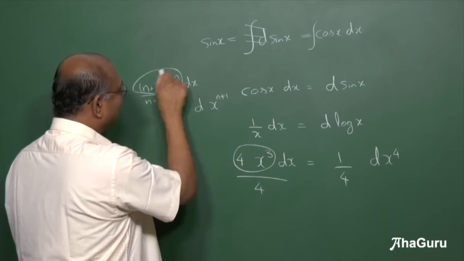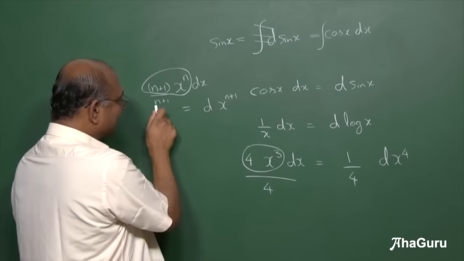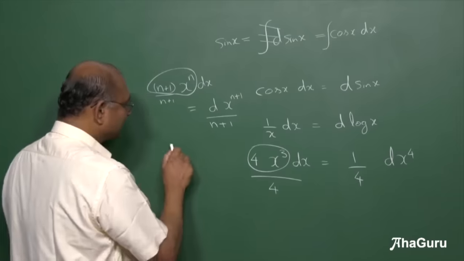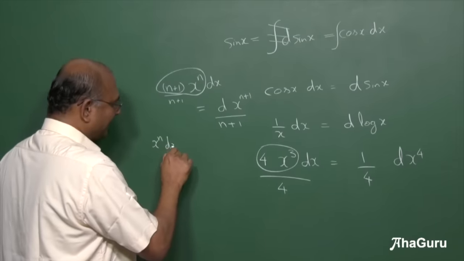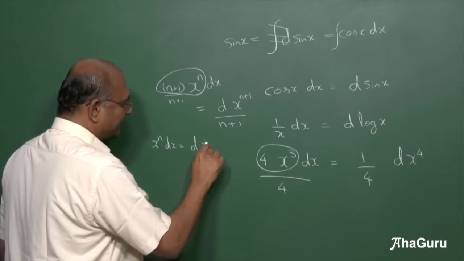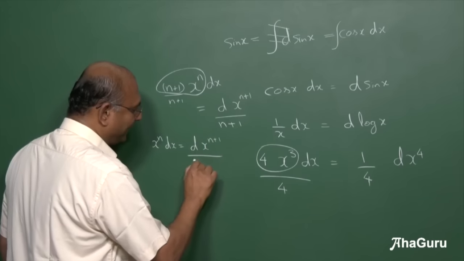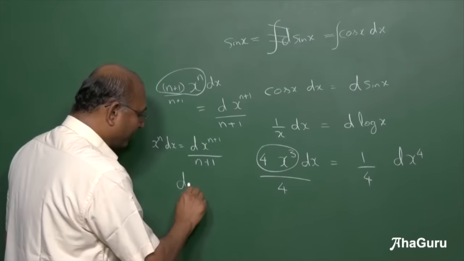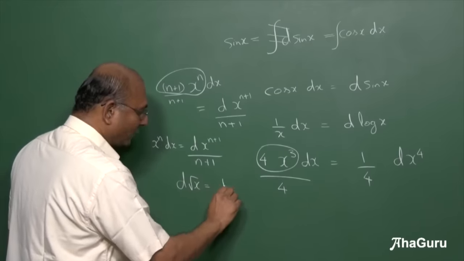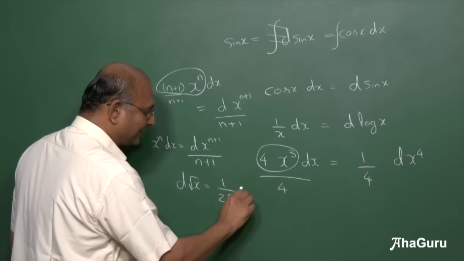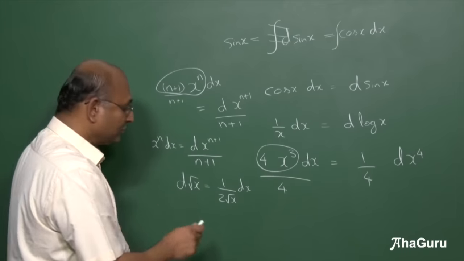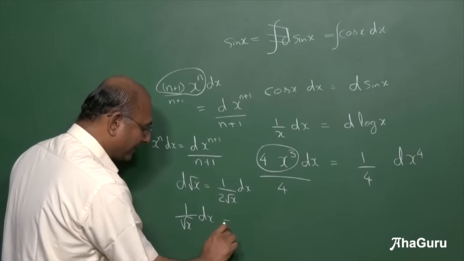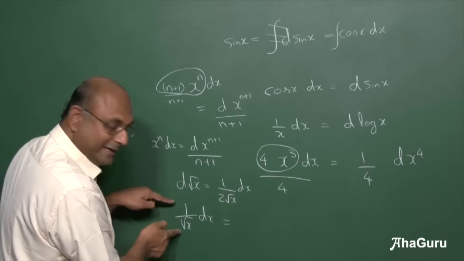This whole thing went inside like that, but then this is left over, so therefore n plus 1. So what was this? X power n dx is d of x power n plus 1 by n plus 1. Okay. Now you know d of root x is 1 by 2 root x dx. So if I want to push 1 by root x inside the d, what do you think I should do? I should multiply and divide by 2.